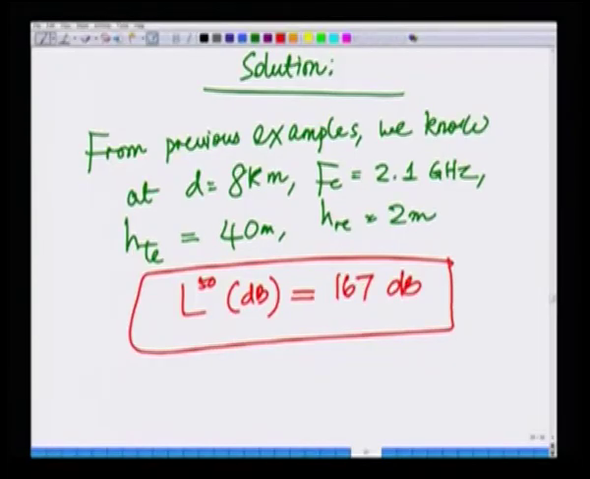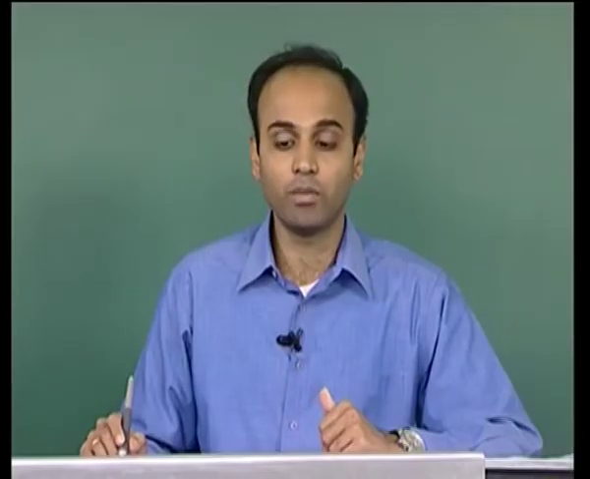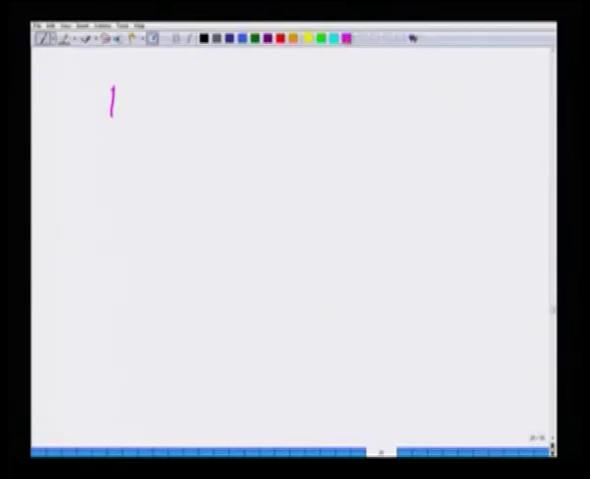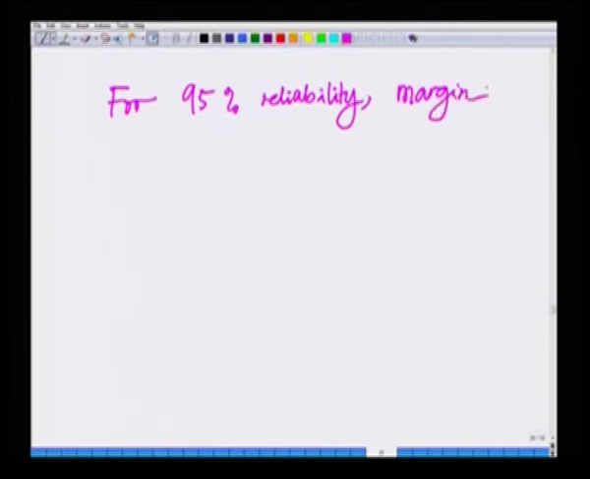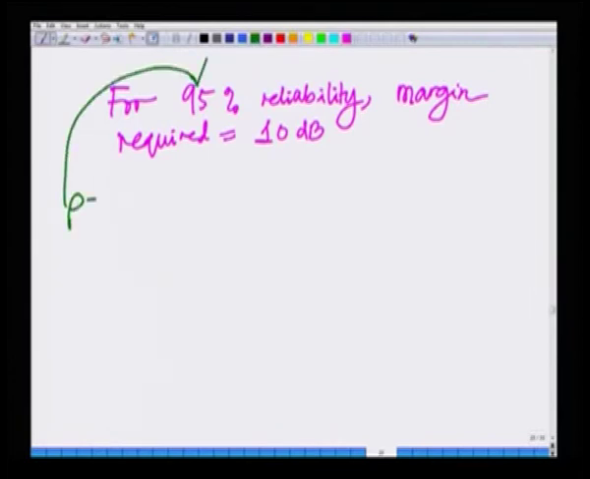Then we also know that for 95% reliability, the margin required is 10 dB. That is what we computed. This corresponds to rho equals 0.95. This is computed at 95% reliability, that is rho equals 0.95. The required margin, which is nothing but m dB, is 10 dB.